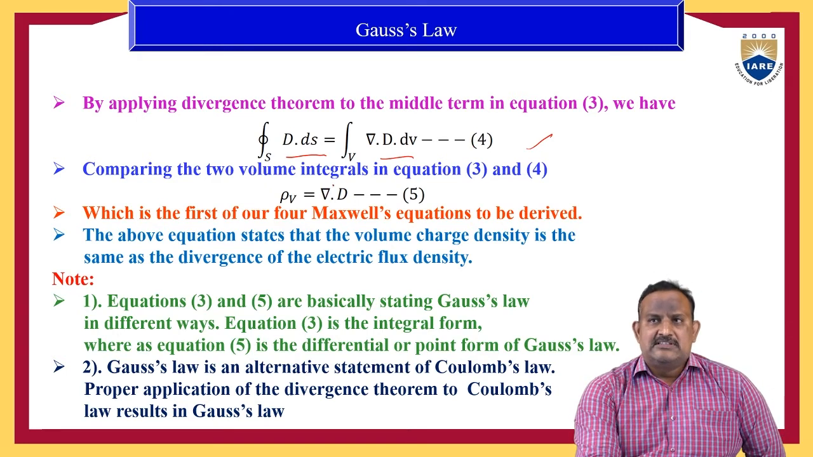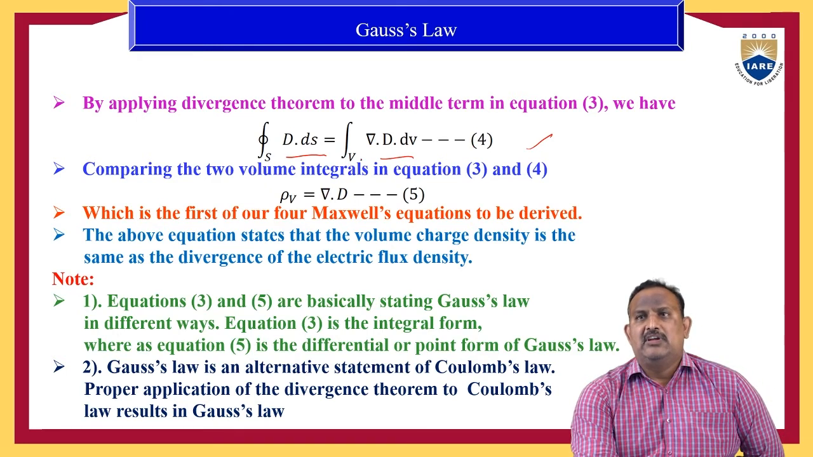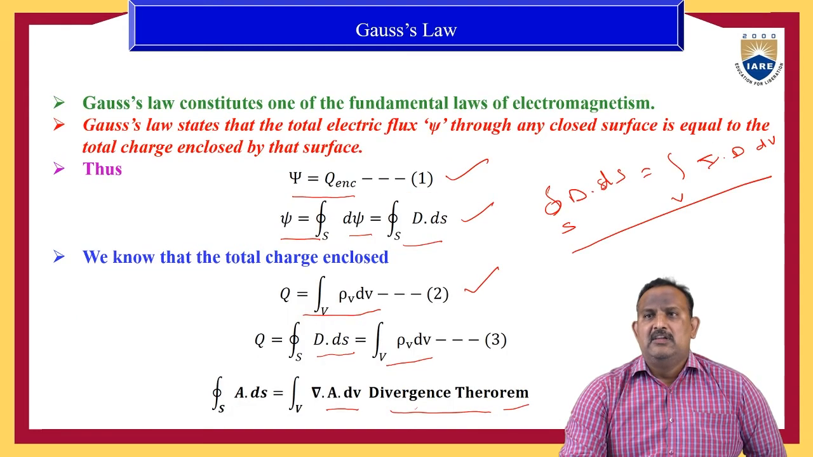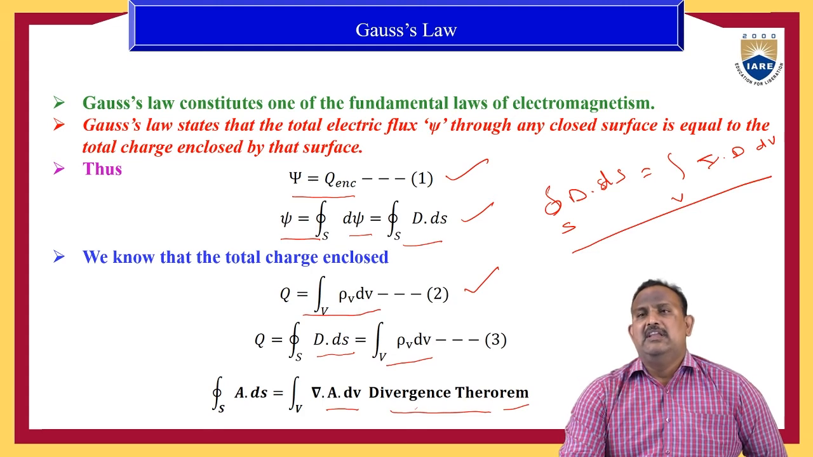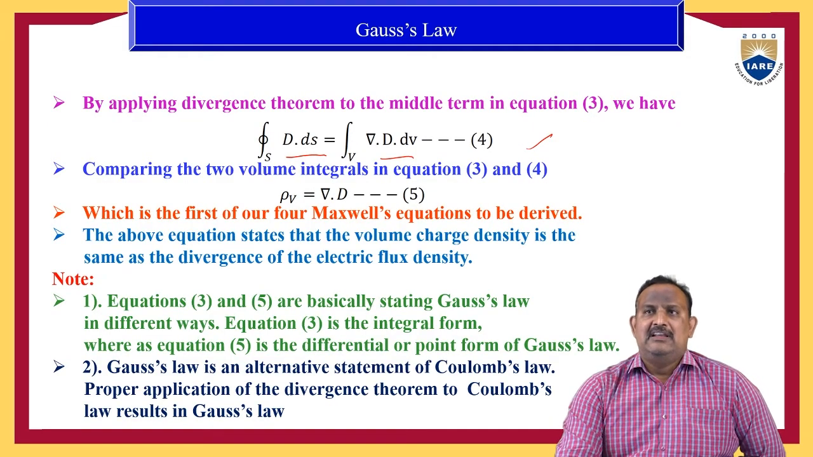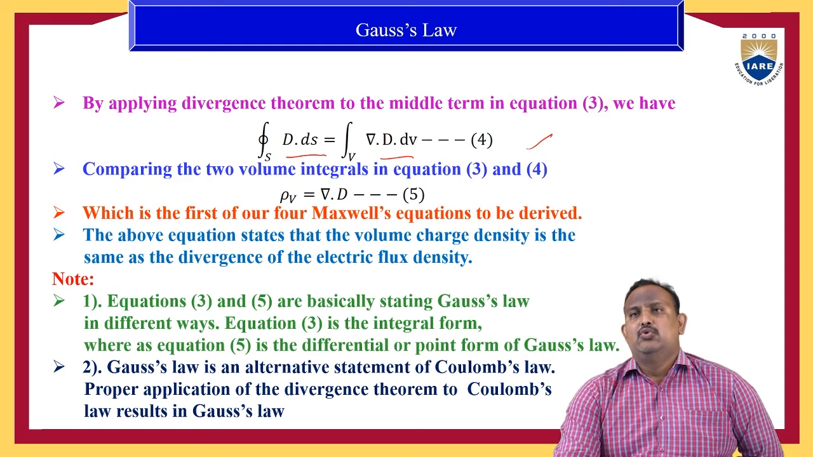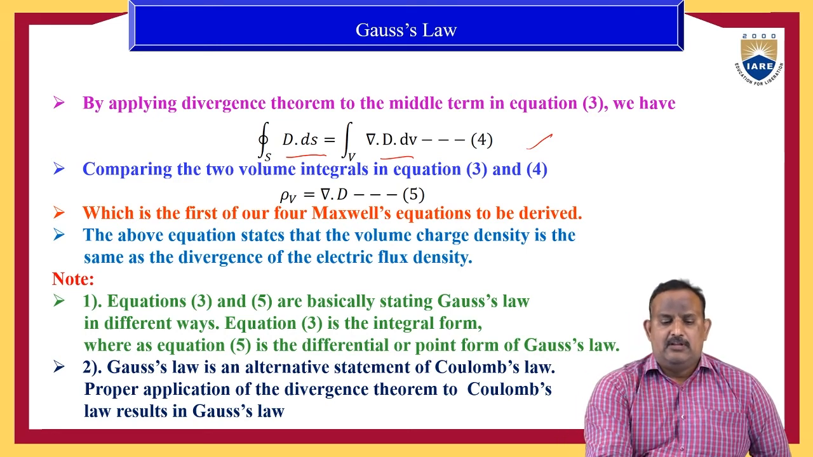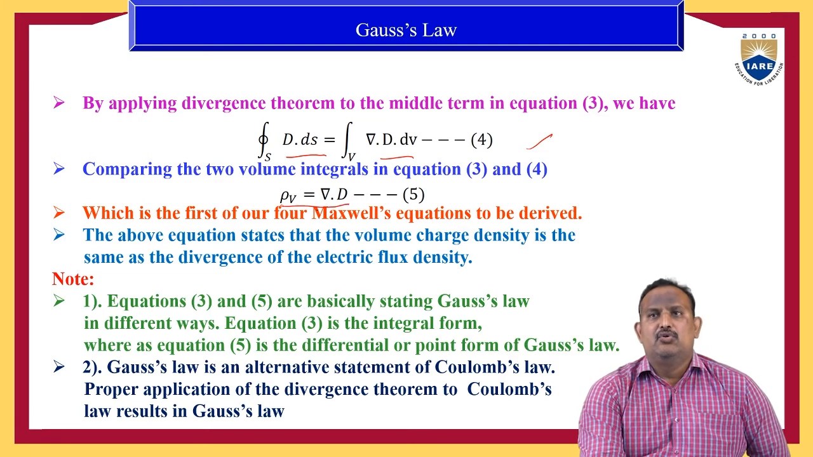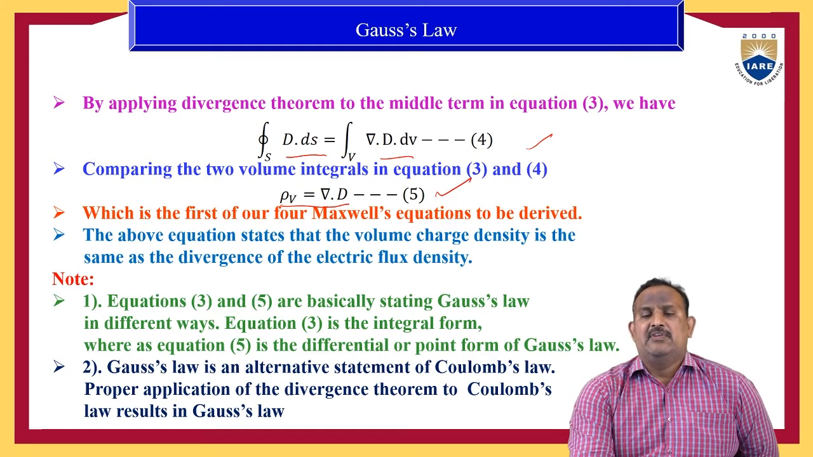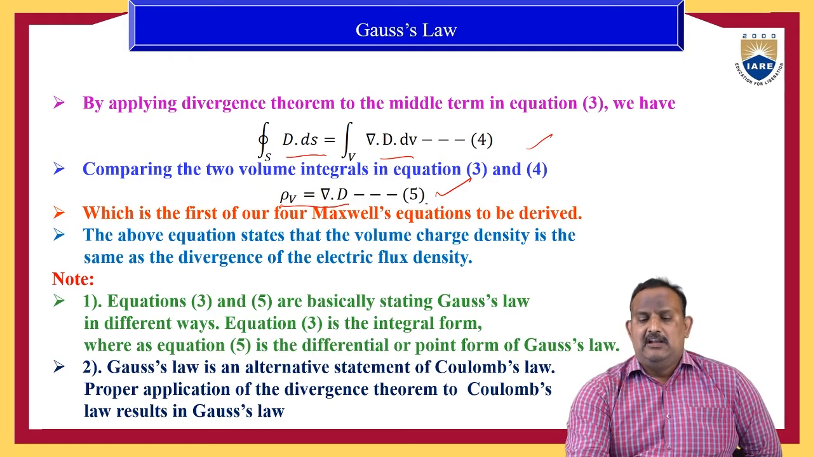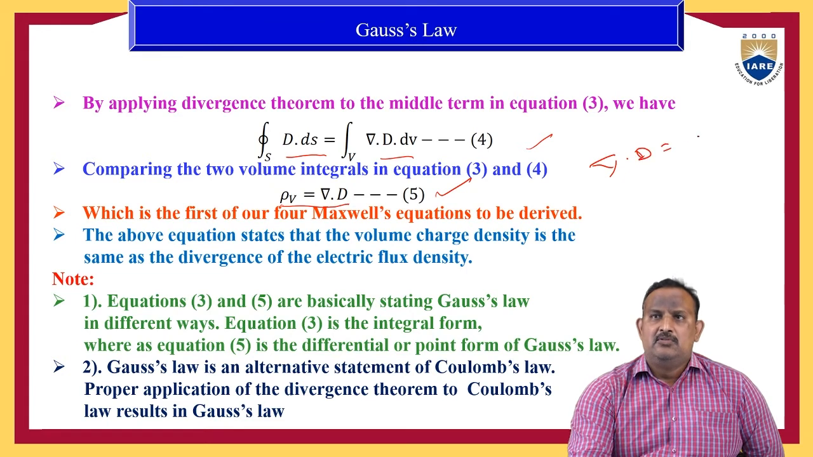Next, if you compare equation 3 and equation 4, equation 3 is Q equal to the volume integral of rho v dv, and here it is the volume integral of del dot D into dV. If you compare the two volume integrals, we can write rho v is equal to del dot D. Let us call this equation 5, which is known as Maxwell's first equation for electrostatics, del dot D is equal to rho v.